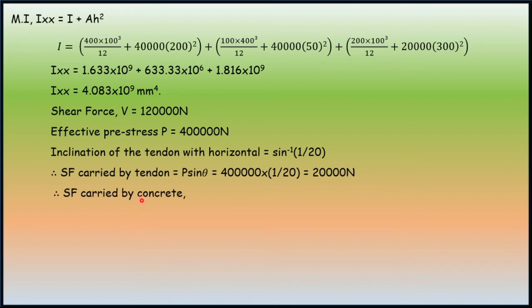Therefore, shear force carried only by the concrete is how much? This much amount of shear force is carried by the tendon and the total shear force acting is this much. So now Vc is equal to V minus P sine theta. This is the shear force acting on the member, and this is the shear force carried by only the tendon. So the remaining part is totally carried by the concrete, which we have to consider.